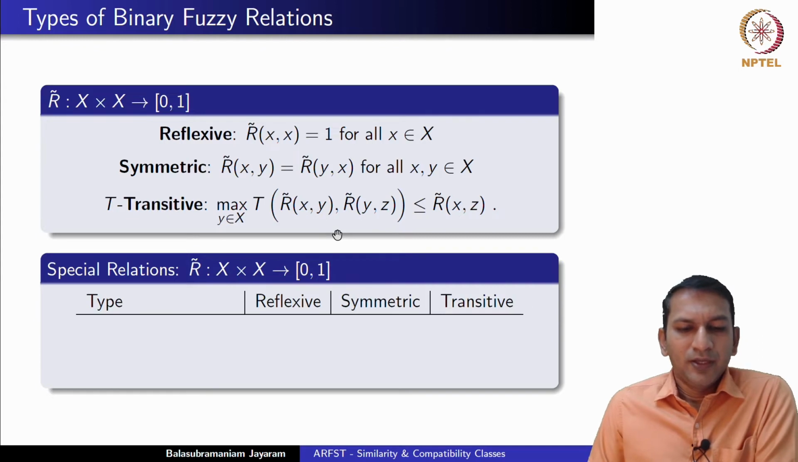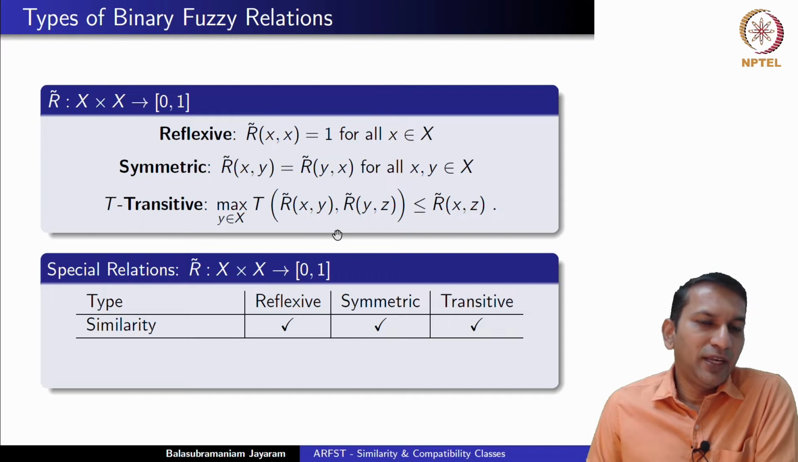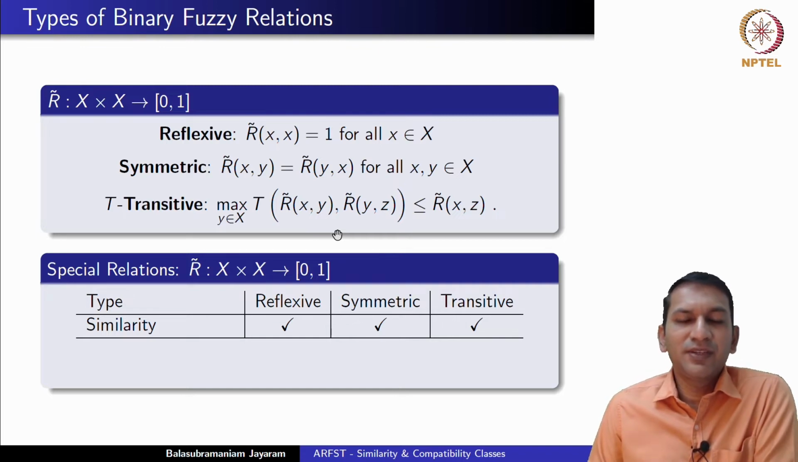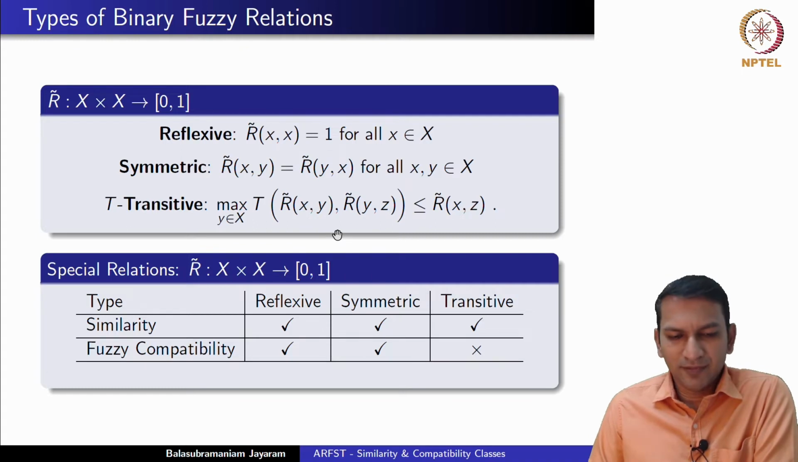So in this lecture, we are going to look a little deeper into two special binary fuzzy relations. The similarity relation, which is essentially the fuzzy equivalence relation, meaning it is reflexive, symmetric and transitive, and the fuzzy compatibility relation, which is only reflexive and symmetric but not transitive.